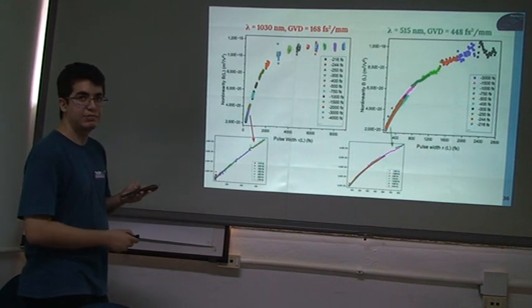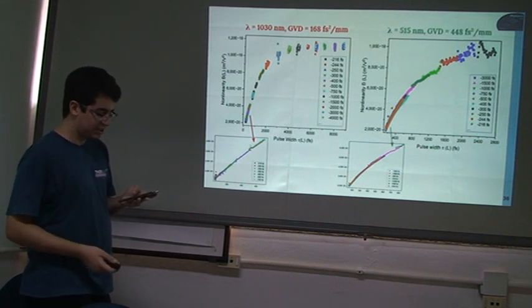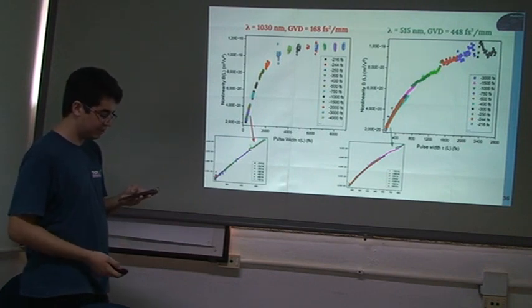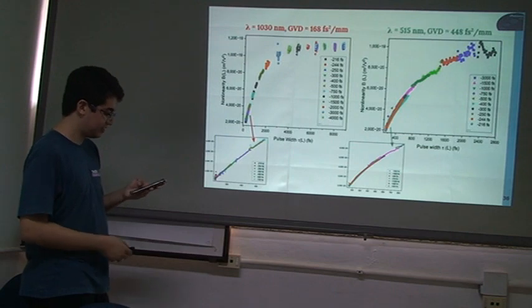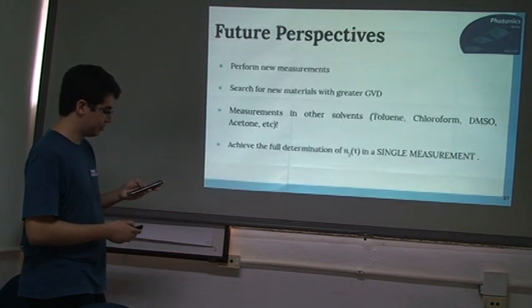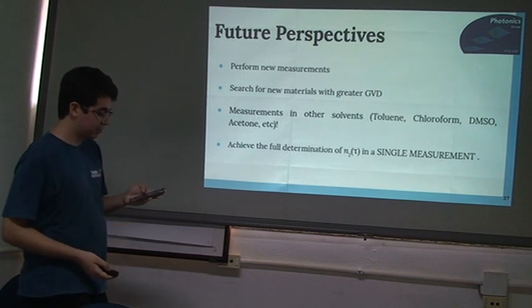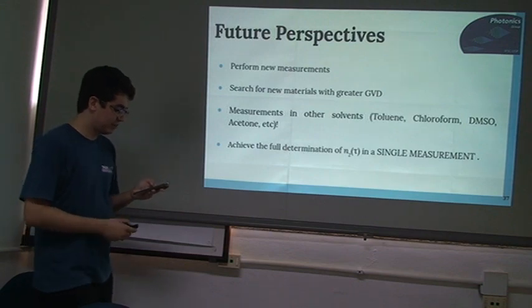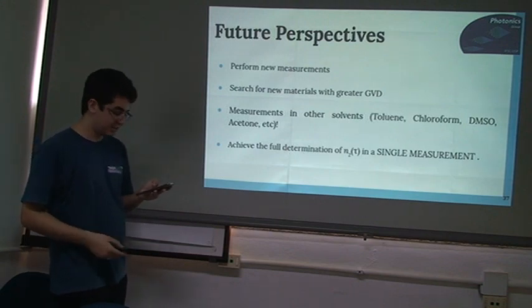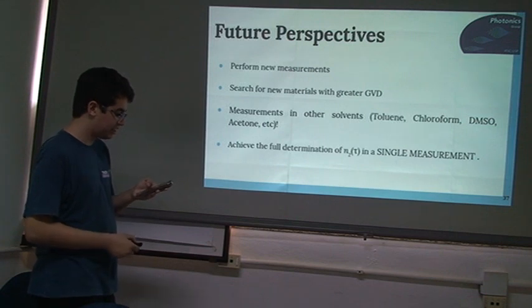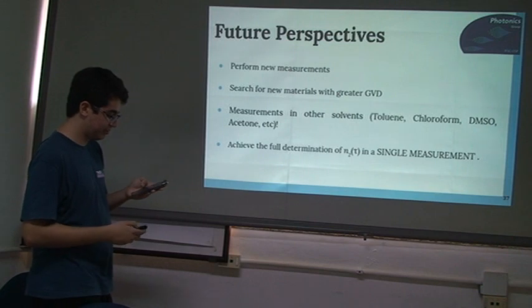So anyway, now our single beam technique can also characterize ultra-short pulses by using materials with instantaneous and non-instantaneous N2, giving not only tau and D2, but also the sign of D2. As future perspectives, we hope to perform new measurements and improve our results, besides searching for materials with higher GVDs for better characterization. We intend to characterize other solvents and test how much we can achieve for a precise N2 and tau using fewer measurements.